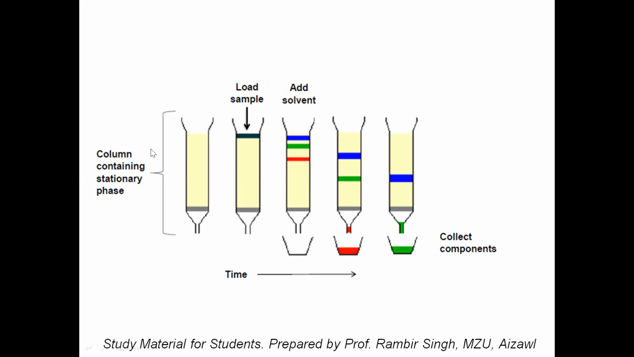Now what you see, if I was using water, only red was coming out. If I was using 5% methanol in water, green was coming out. And if I was using 20% methanol in water, blue was coming out. Now, I started with the column with pure water. After some time, I added 5% methanol to it. And after some time, I added 20% methanol to it. But if I start the process with 20% methanol in water, then all three compounds will come out simultaneously, meaning there will not be any separation.